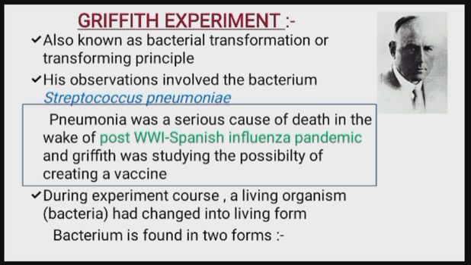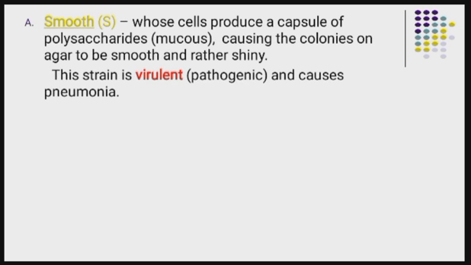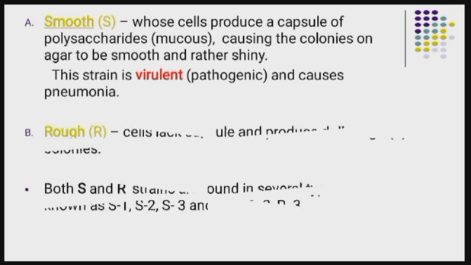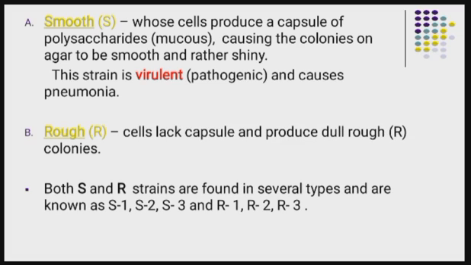During the course of the experiment, a living organism, that is bacteria, had changed into another living form. That bacterium is found in two forms, that are the smooth strain, whose cells produce a capsule of polysaccharides, that is mucus, causing the colonies on agar to be smooth and rather shiny. This strain is virulent, pathogenic, and causes pneumonia. The second strain was the rough strain, whose cells lack a capsule and produce dull, rough R colonies. Both smooth and rough strains are found in several types and are known as S1, S2, S3, and R1, R2, R3 respectively.